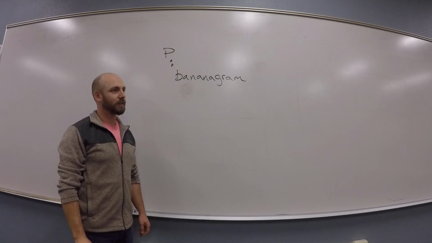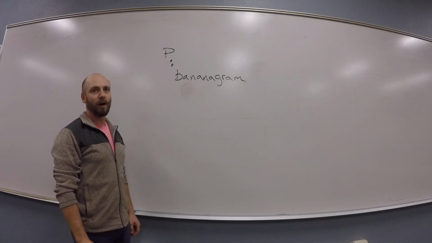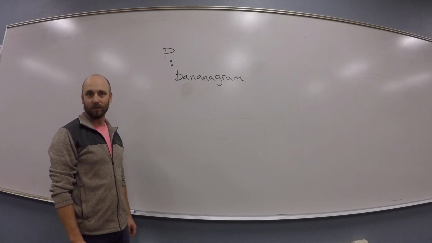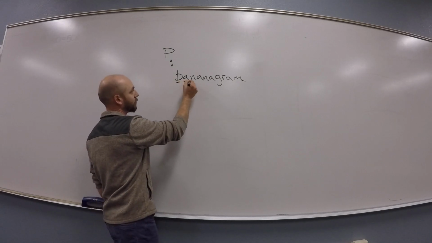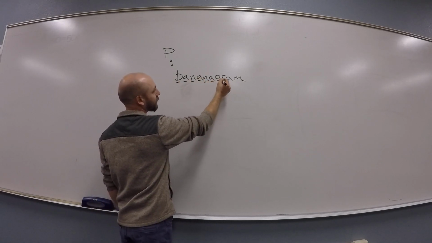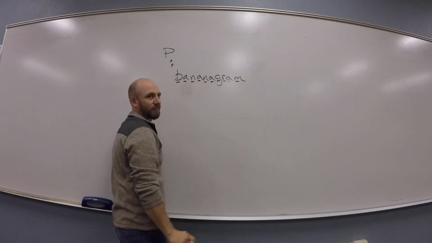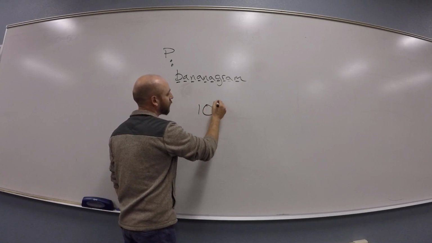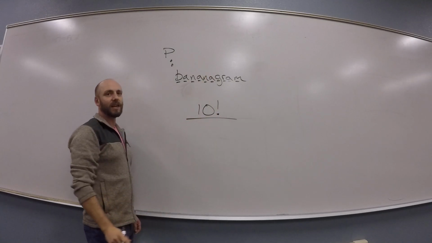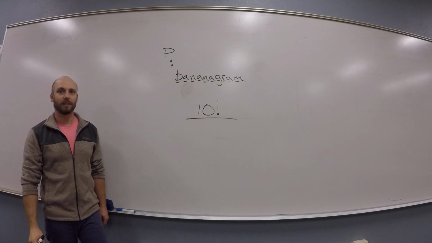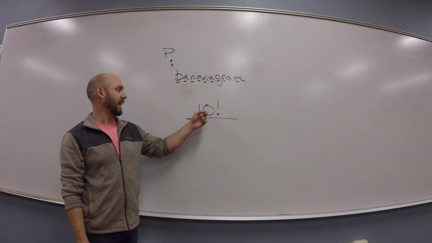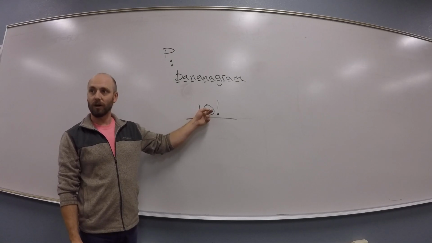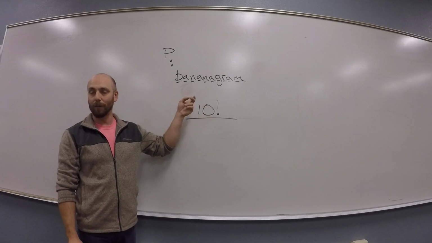Okay, so then I have to think to myself, how many things do I have to arrange? 1, 2, 3, 4, 5, 6, 7, 8, 9, 10? Well, 10. So I have 10 factorial. That's 10 things permuted 10 ways, right? There's 10 slots to re-permute these.